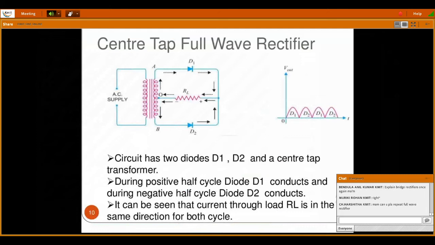See, this is nothing but a center tapped full wave rectifier. So here in full wave rectifier, we are using two diodes. In half wave rectifier, we are using only one diode. Because of using only one diode in half wave, only 50% of the input waveform is being rectified, and the negative half cycle is lost. So we go for full wave, where the complete input waveform will be rectified. See how it is happening.